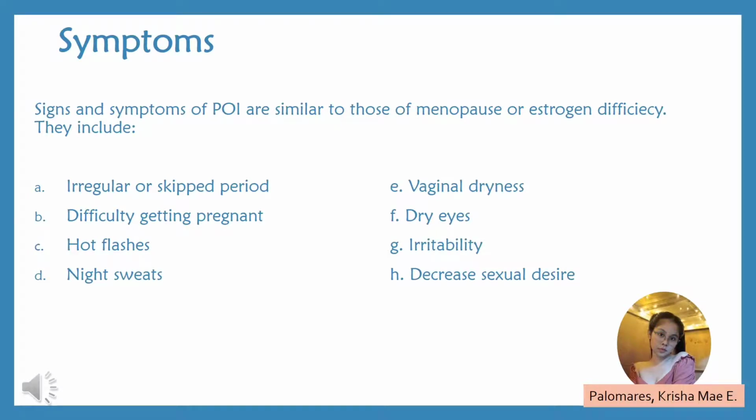Signs and symptoms of primary ovarian insufficiency are similar to those of menopause or estrogen deficiency. They include irregular or skipped periods, which might be present for years or develop after a pregnancy or after stopping birth control like pills. Difficulty getting pregnant, hot flushes, night sweats, vaginal dryness, dry eyes, irritability or difficulty concentrating, and decreased sexual desire.